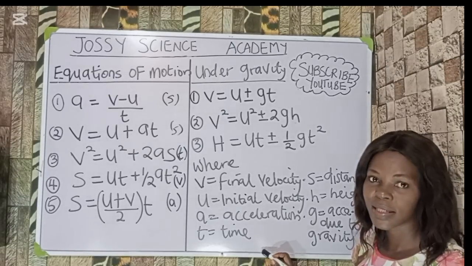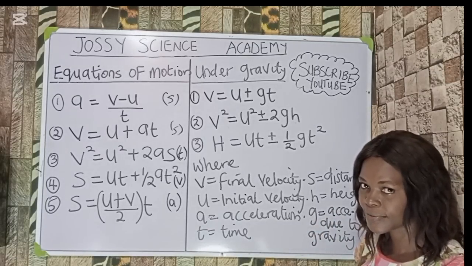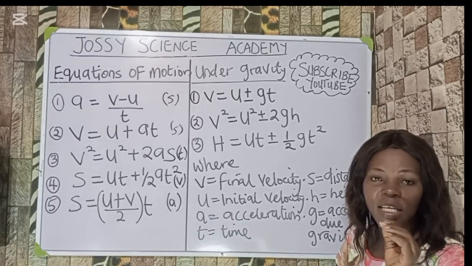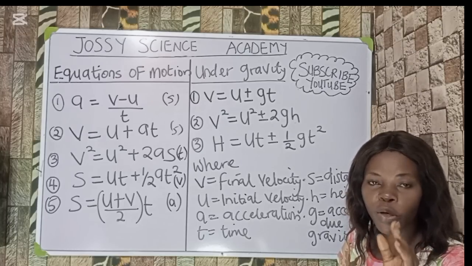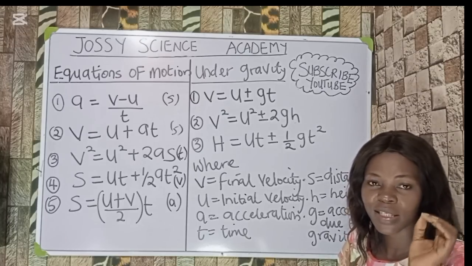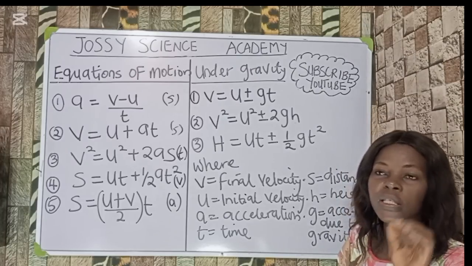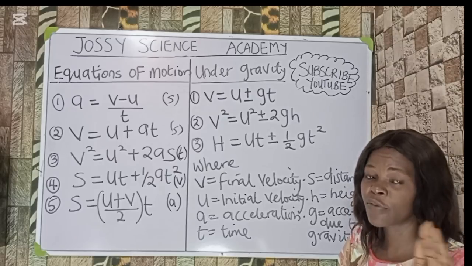And T is what? Time. Now, S is distance. H is height, while G is acceleration due to gravity. You must not forget, if a question says "in the last fifth second", it means you're going to find the distance when the time is 5, and also the distance when the time is 4. Anything you have from there, you're going to subtract it. I've made a video on that.